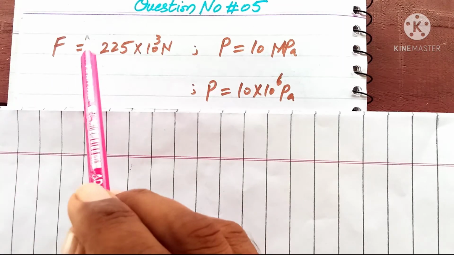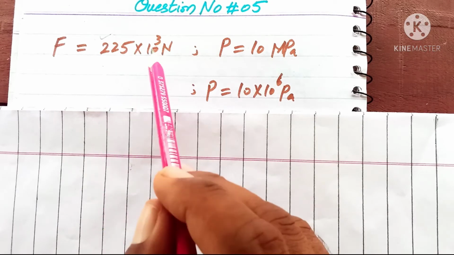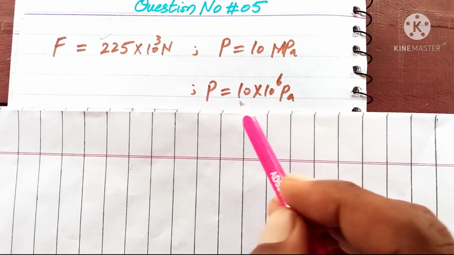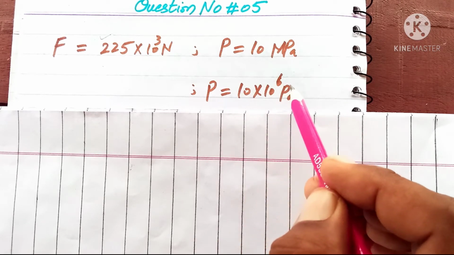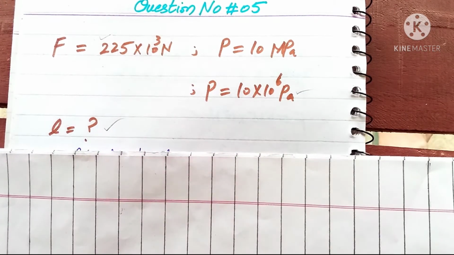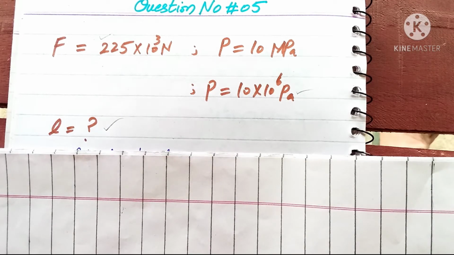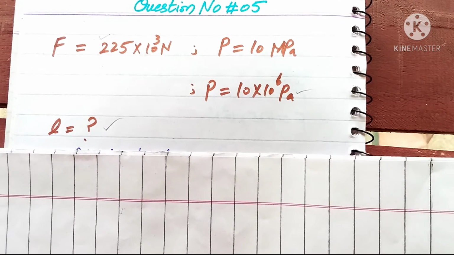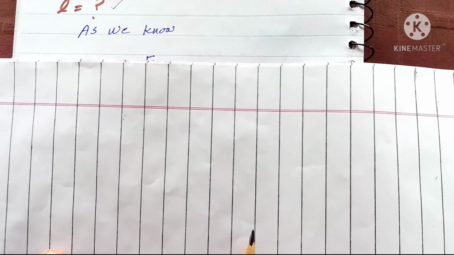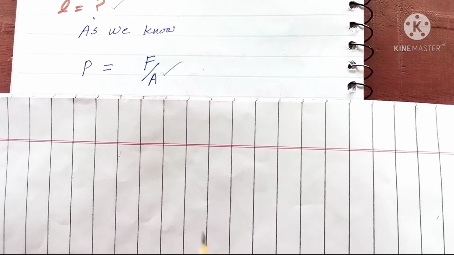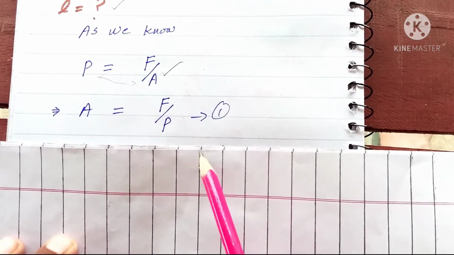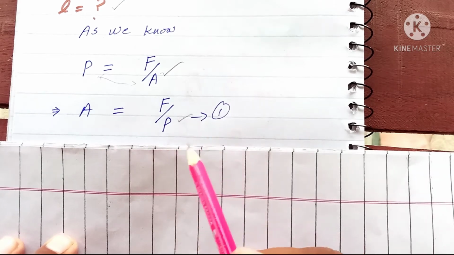In question 5, we are given force 225 times 10 power 3 newton and pressure is 10 megapascal, so 10 multiplied by 10 to the power 6 pascal. We have to find the length, and it is given that the area is a square shape. So first we apply the relation P is equal to F over A. We have to find the length, so we replace these values. So here we have A is equal to F over P.